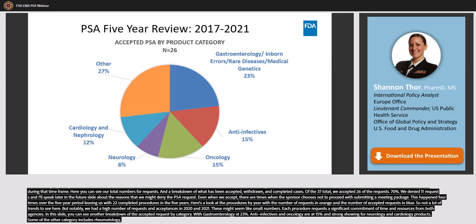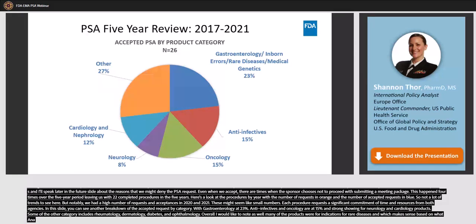And overall, I'd like to note as well that many of the products were for pediatric indications, for rare diseases, which makes sense based on what Anabela described as the best candidates for the PSA program. So unmet medical needs, small populations, or lack of available guidelines.